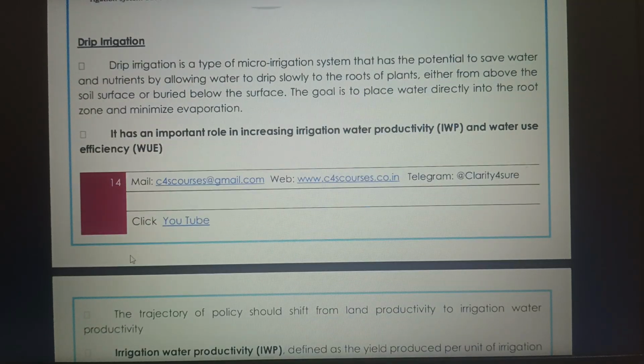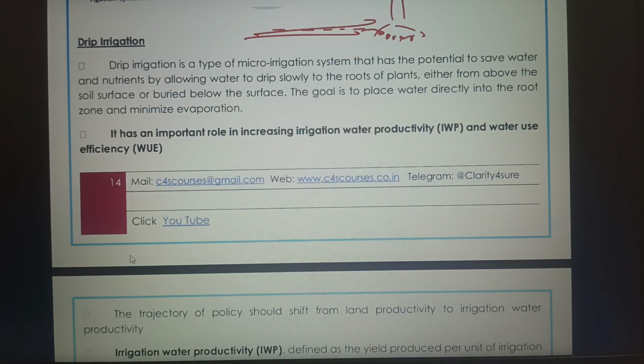Now drip irrigation is a type of micro irrigation system that has the potential to save water and nutrients by allowing water to drip slowly to the roots of the plant. So a pipe is there, the water is flowing and it is going drop by drop to the plant. Okay? So this is drip irrigation. So why are we advocating drip irrigation? That is the main question.